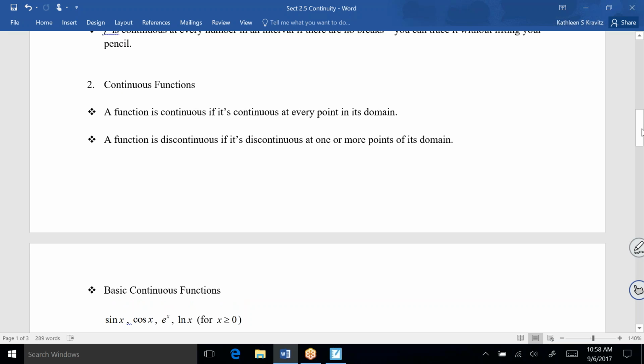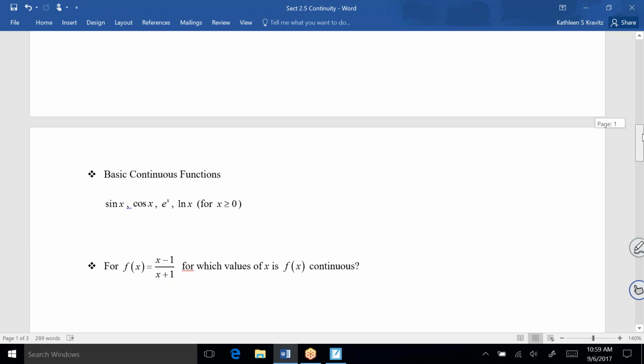All right, so that's continuity at a point, and then we're going to talk about continuity of a function. A function is going to be continuous if it's continuous at every point in its domain, and we just talked about continuity at a point. So for a function, we're looking at every point in the domain. A function is going to be discontinuous if it's discontinuous at one or more points of its domain.